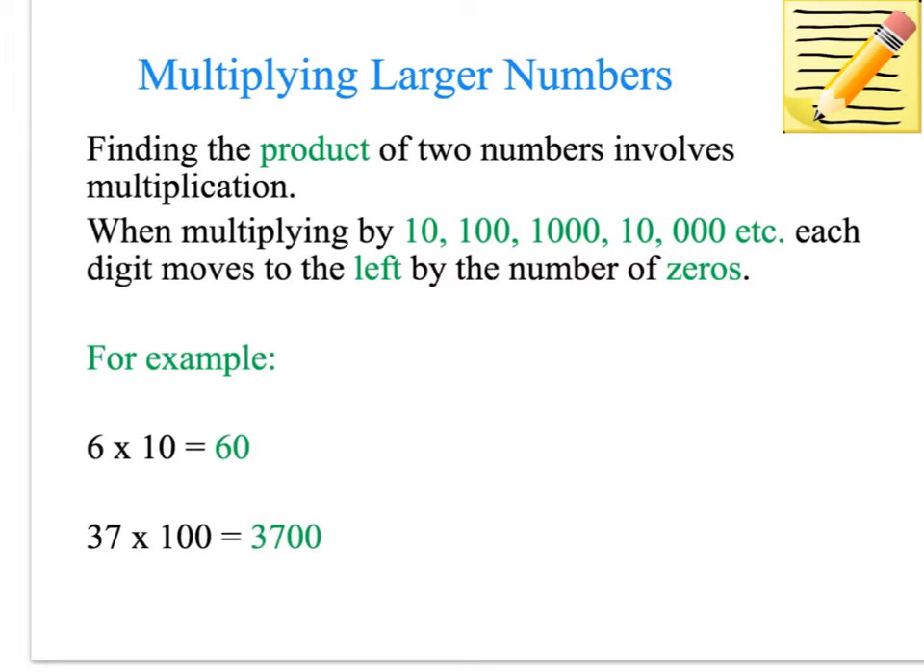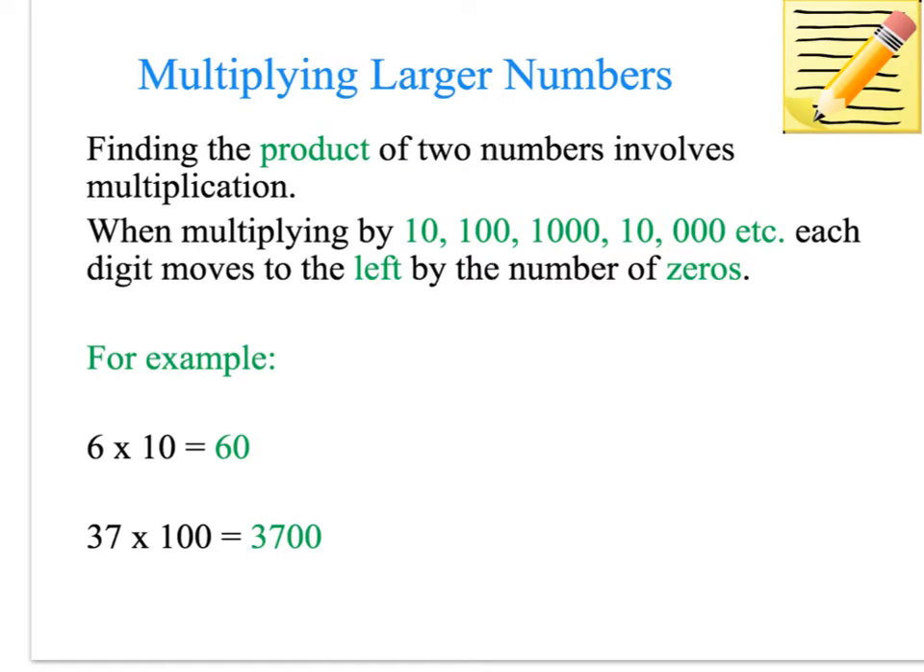And when we're multiplying by 10 or 100, 1,000 or 10,000, and when we keep going, each digit moves to the left by the number of zeros. So for example, here down the bottom, you can see that 6 times 10 is actually adding a 0 on the end because we've multiplied by 10. Every time we multiply 6 times 1, anything by 1 equals itself, and then we can just add the 0 on the end. So pretty much you're just adding the number of zeros if it's a multiple of 10 or 100, 1,000, numbers like that.